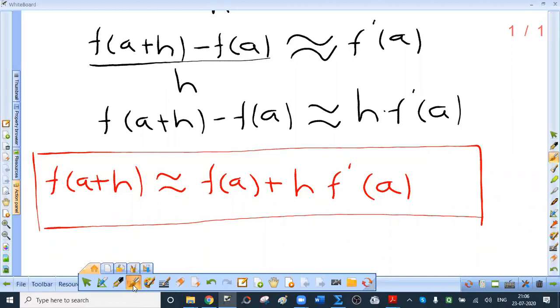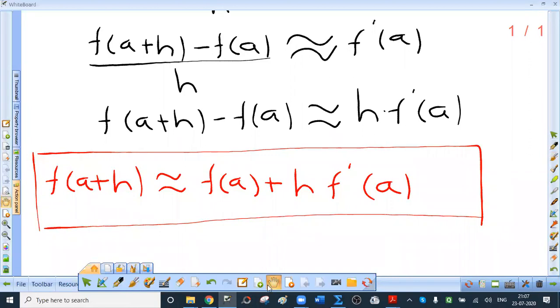In that, write the formula for approximation is: f of a plus h approximately f of a plus h into f dash of a. Now approximation is better and better if we consider h smaller and smaller.